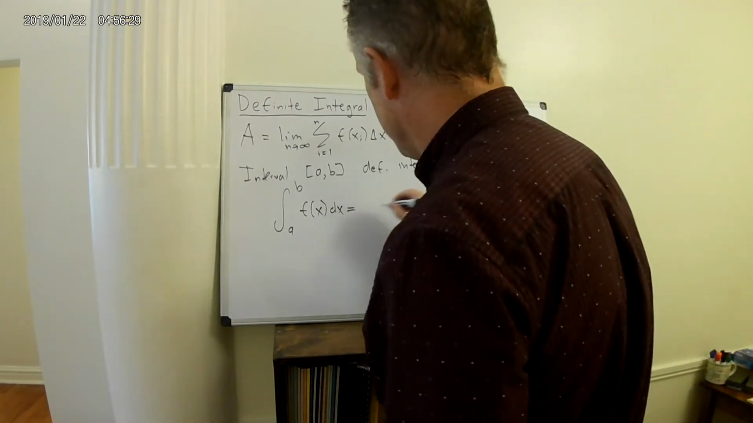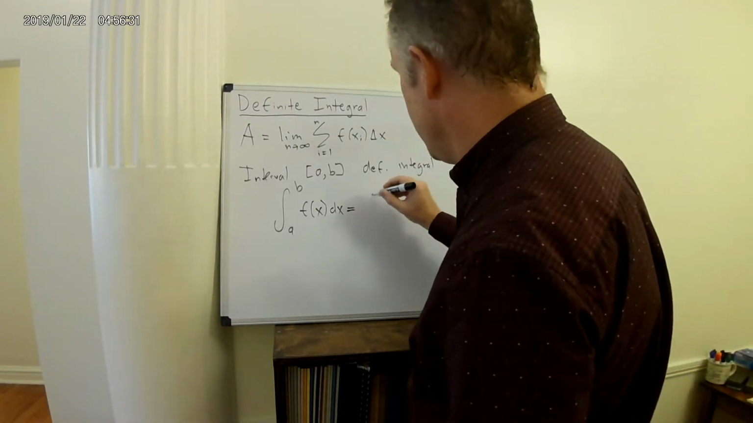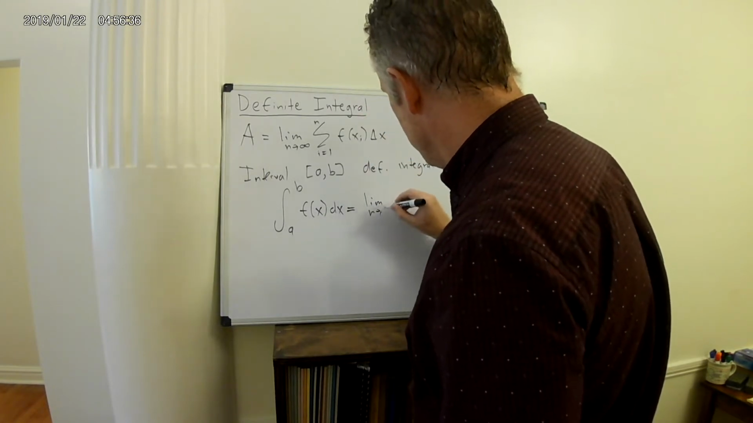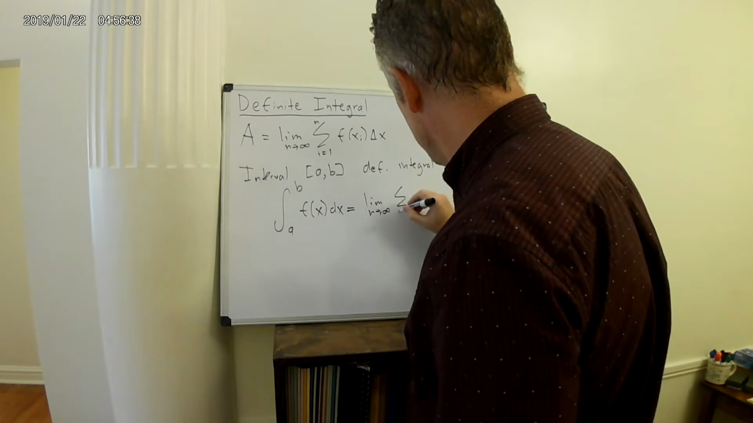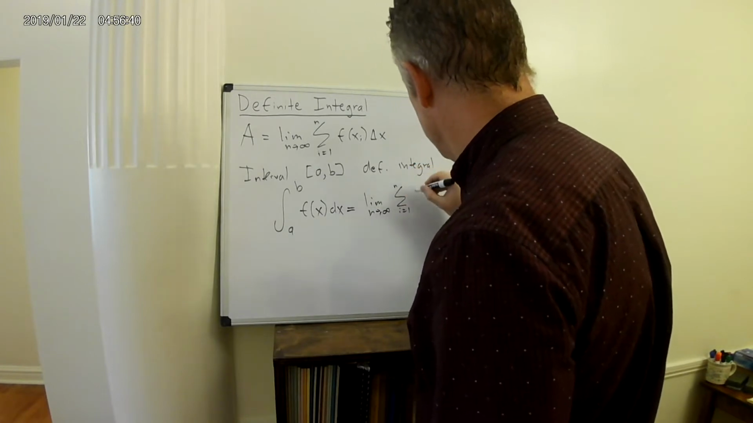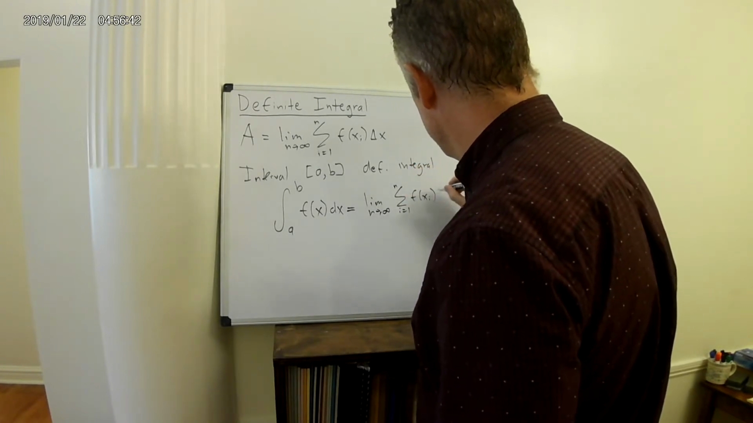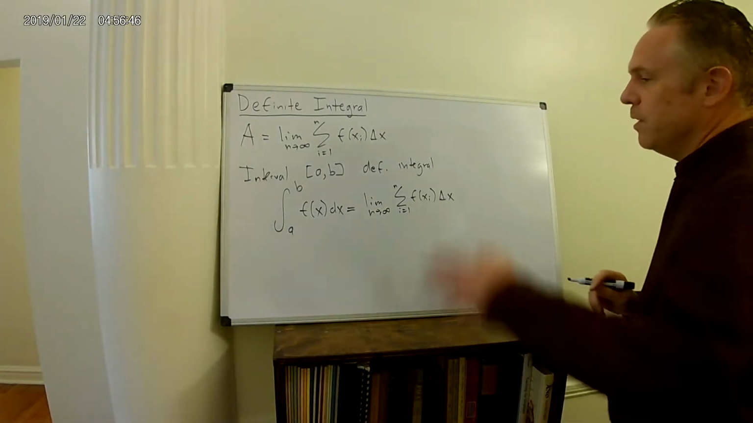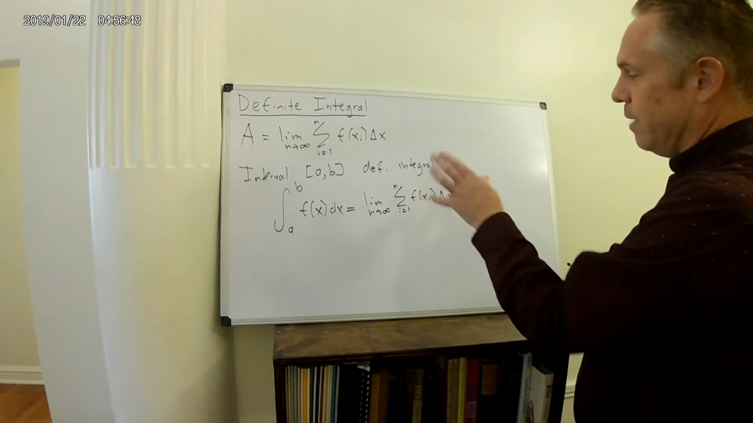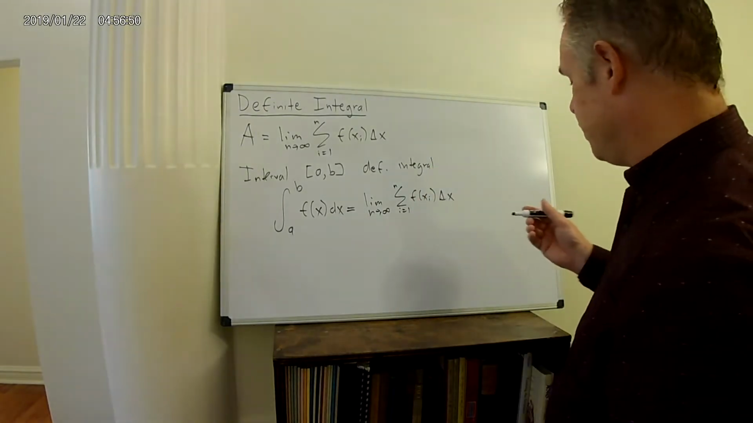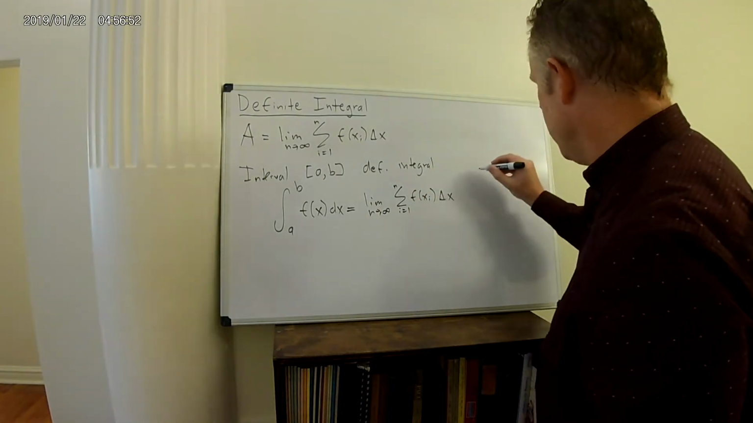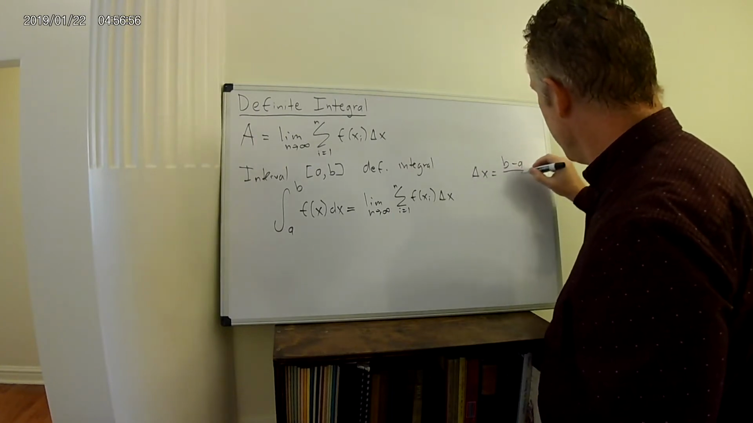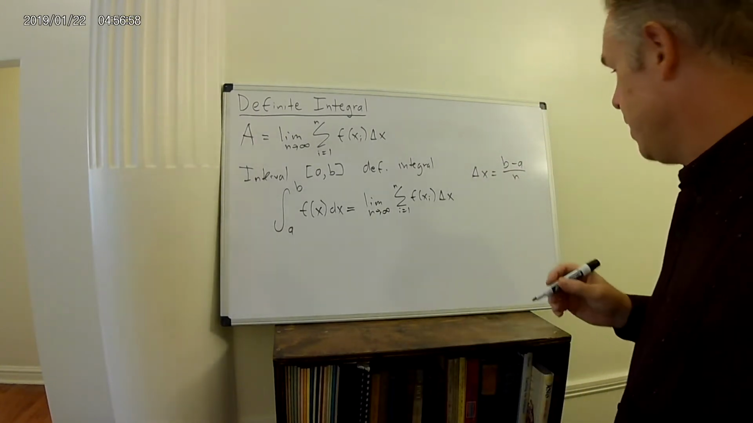It turns out this definite integral is defined as exactly this, as the limit as n approaches infinity of the sum i equals 1 to n of f of x sub i times delta x. Okay? So the definite integral is defined as the limit of the sum of all the rectangles. And let's remind ourselves here, delta x is the width of a rectangle, and it's equal to b minus a over n, where n is the number of rectangles.